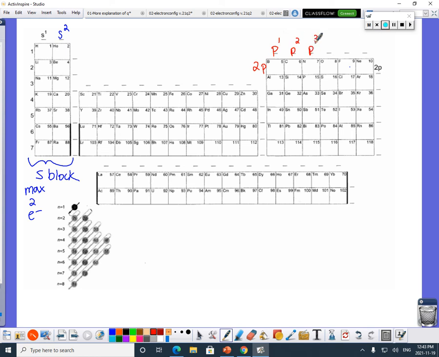The convention is to write it in the top right-hand corner. Sometimes people write it in the bottom. I won't take marks off for that, but try not to do that. Six P's, 6 columns. P block. I'm too short for this.